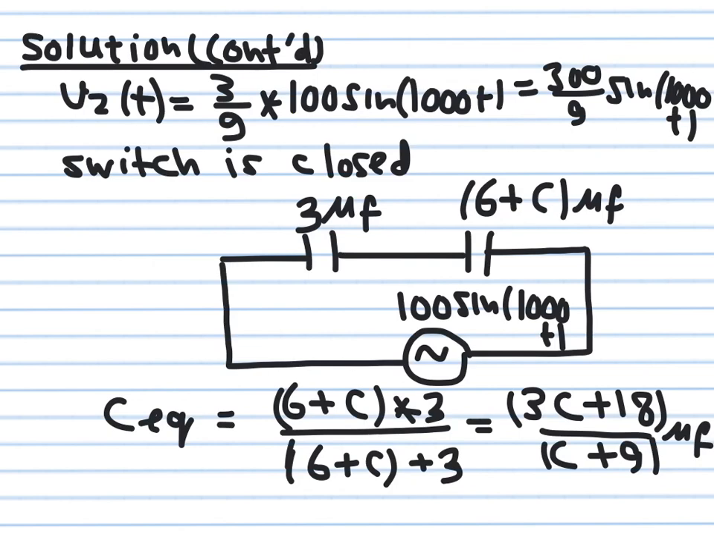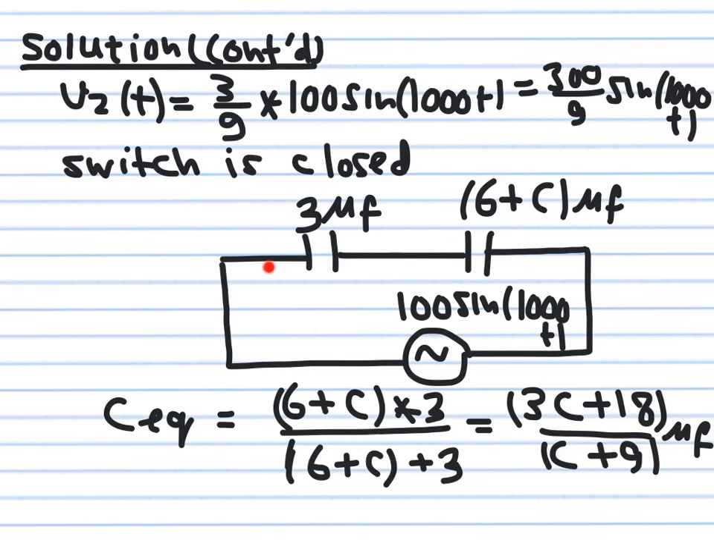Now, when you close the switch, the capacitor C will be added to the circuit. So C is in parallel with 6 microfarad. Then I replace them both with one capacitance whose value is 6 plus C microfarad. Here we still have 3 microfarad. Then what is the equivalent capacitance of these two?